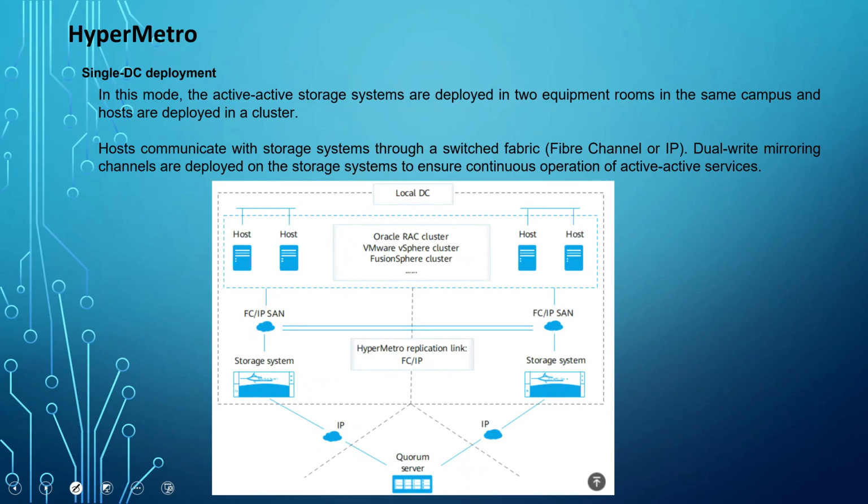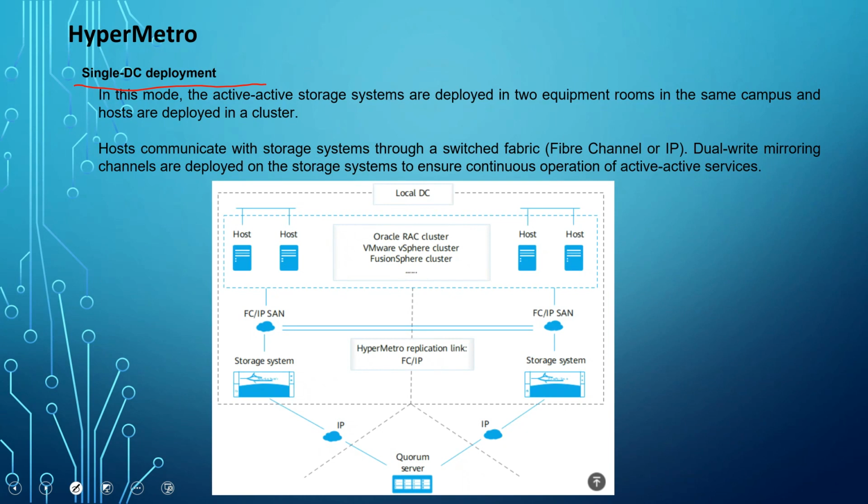So in HyperMetro, we have different scenarios, for example, single DC deployment. In single DC deployment, we have two storage systems deployed in two equipment rooms, maybe in one city, but there's a distance limitation. We'll see in the next slide what the limitations for the distance are. You can also do it in one equipment room if you want.